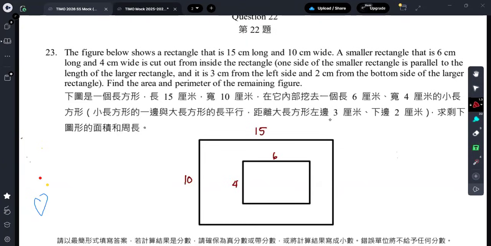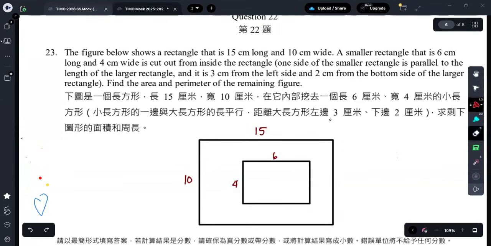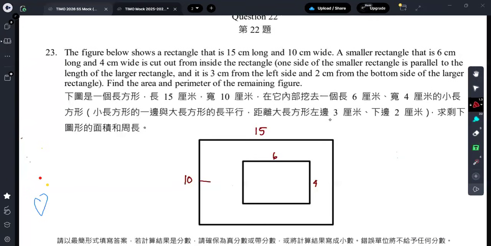So this is 3. This is 3 from the left side. So I will put the 4 inside. No, I will put the 4 here. This is the 4. Tapos this is 3.